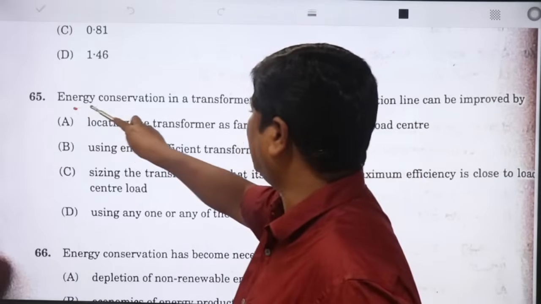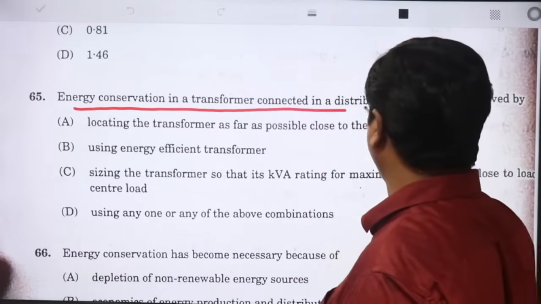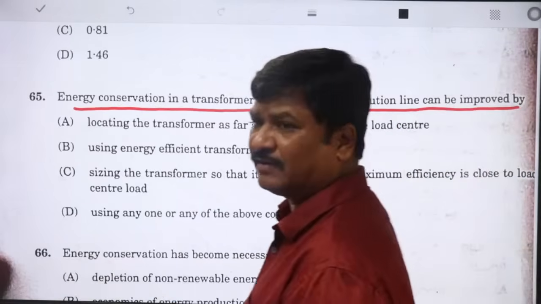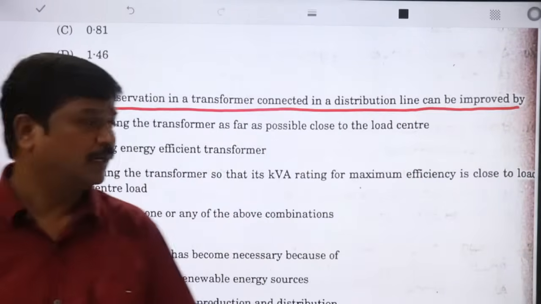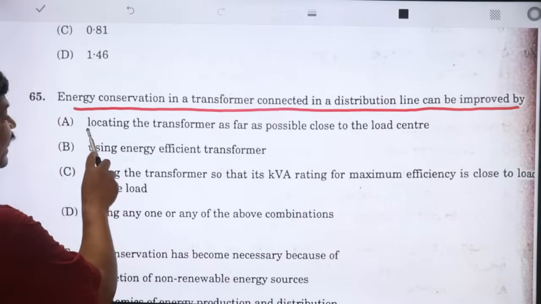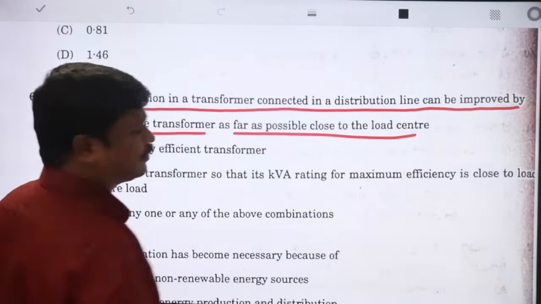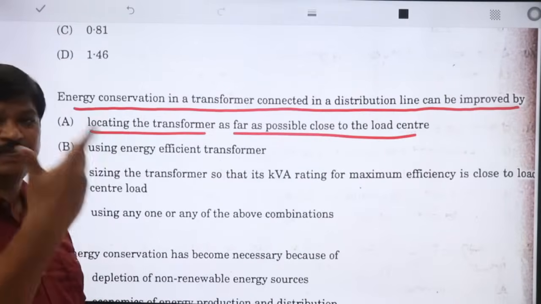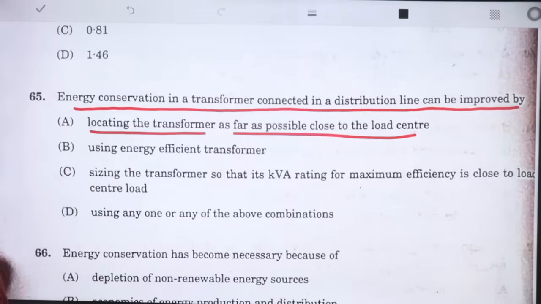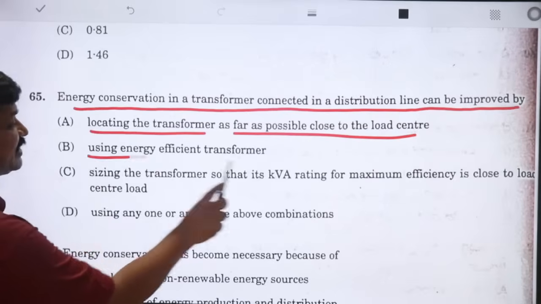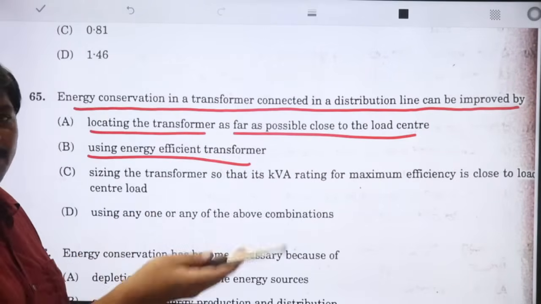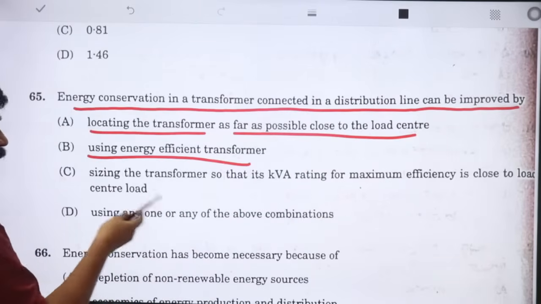Energy conservation in a transformer connected in a distribution line can be improved. How to improve? What are the options? Locating the transformer as close to the load as possible, because we can minimize losses. If the transformer is near the load, more energy is saved. Using a more efficient transformer, no doubt. Losses we are minimizing means we are giving a better output.